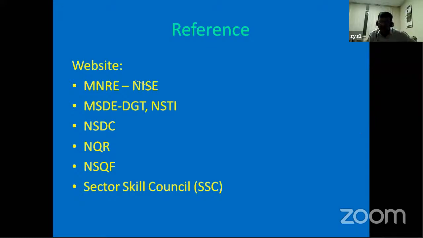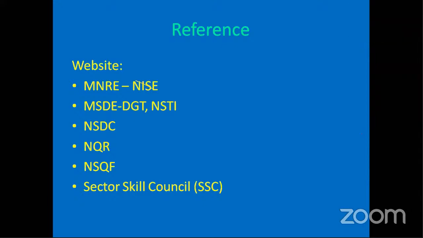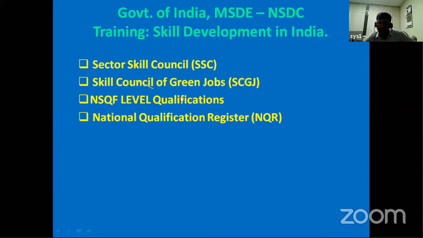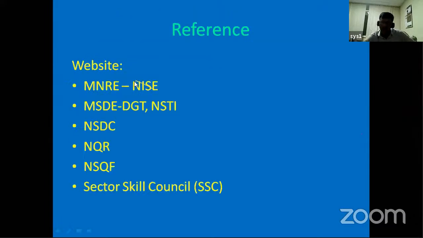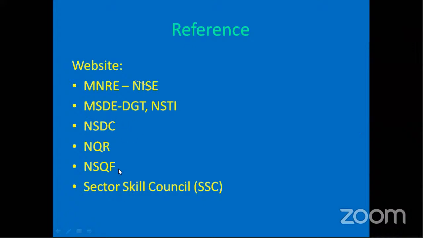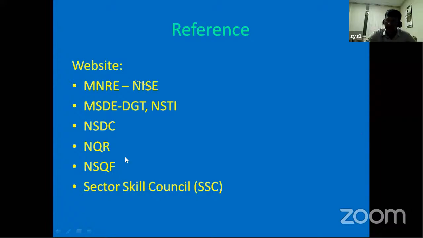Then NSDC is there, the National Skill Development Corporation. It is what I told you about in the previous slide, the Skill Council for Green Jobs. NSDC covers 40 sectors that use the NSQF framework, and it follows an international standard, the European Union international standard. If anybody has an NSQF qualification certification, it will be a globally recognized qualification to get a job.